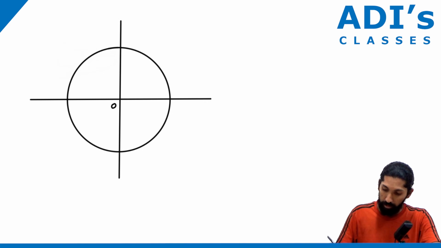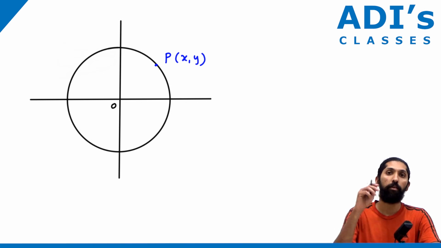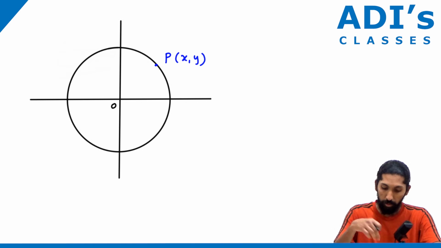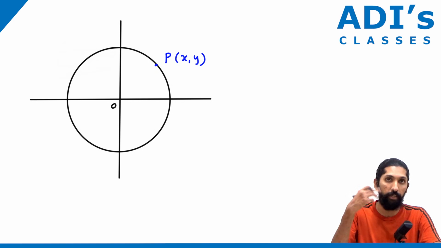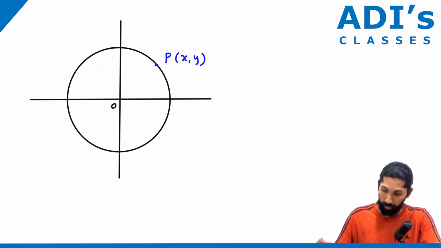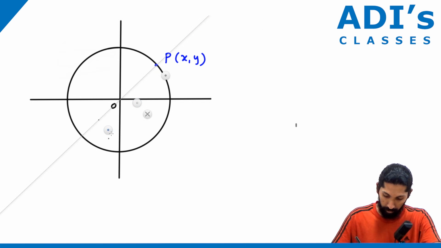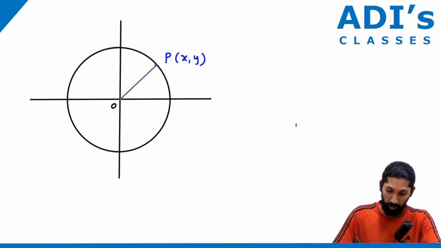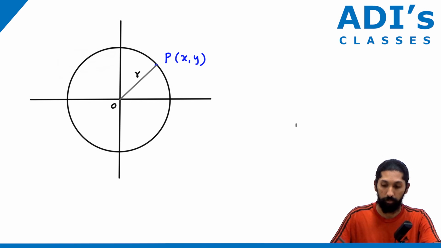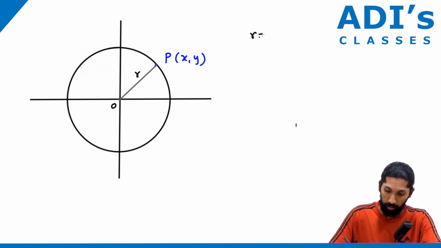Now, we'll consider some random point on the circumference, say point P, with coordinates (x, y). It can be in any of the quadrants, but here we'll take it in the first quadrant for convenience. Next, we'll join point O to point P. This is the radius of the circle, isn't it? So R is the radius.